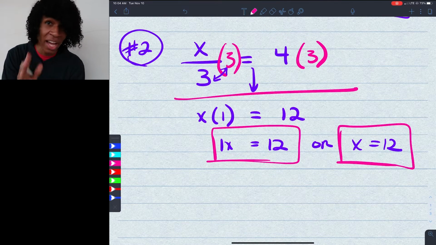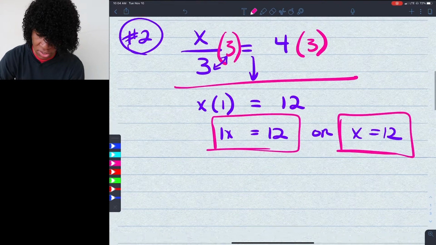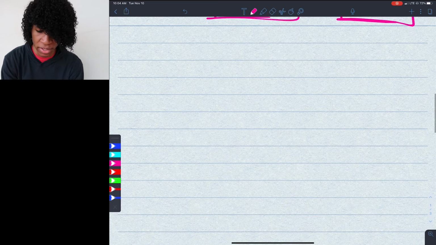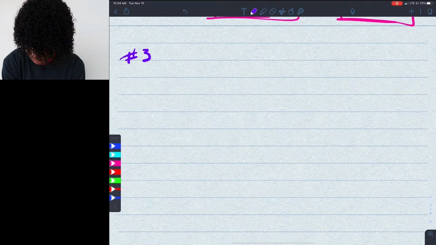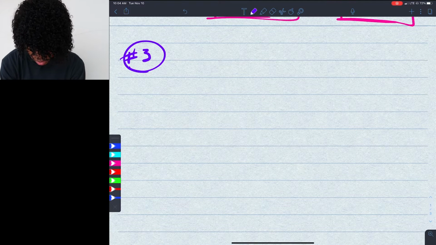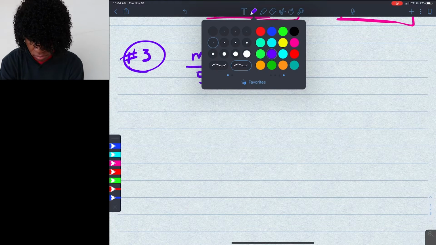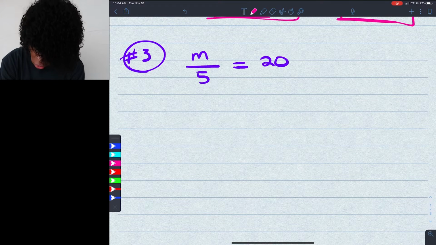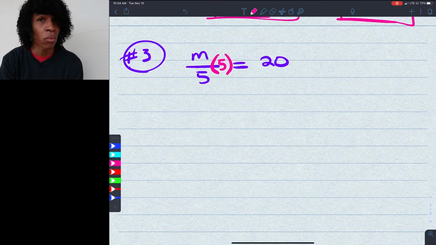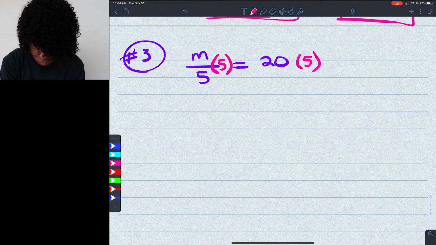Piece of cake. If you got that, then you've got how to work division when it comes down to these one-step equations. If not, we're going to work 2 more here, and then we'll make it a little bit harder. Okay? Number 3. Let's say you got m divided by 5 equals 20. The opposite of dividing by 5 is multiplying by 5. So, I'm going to multiply this by 5, and what I do to one side, I must do to the other. So multiply this by 5.